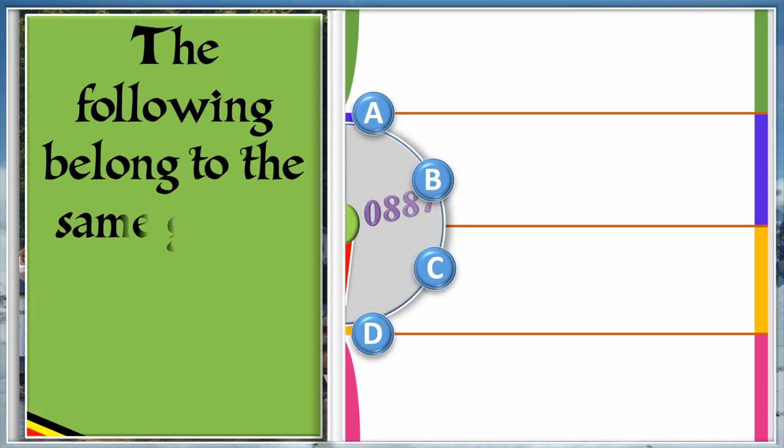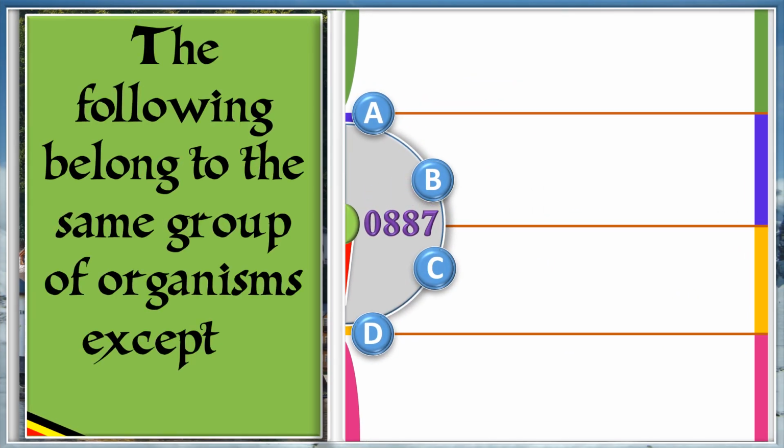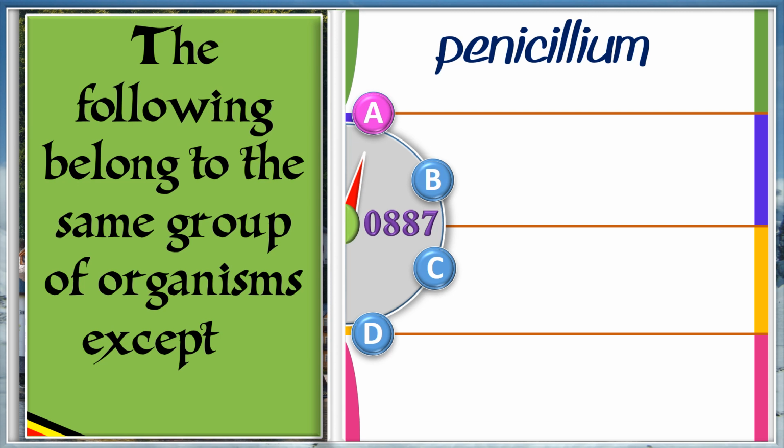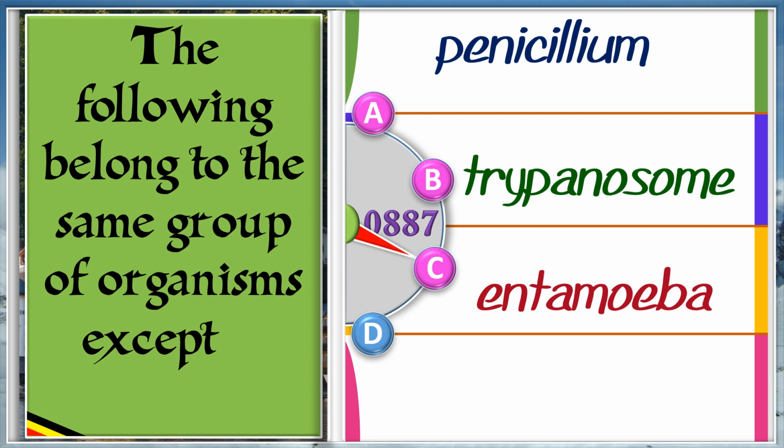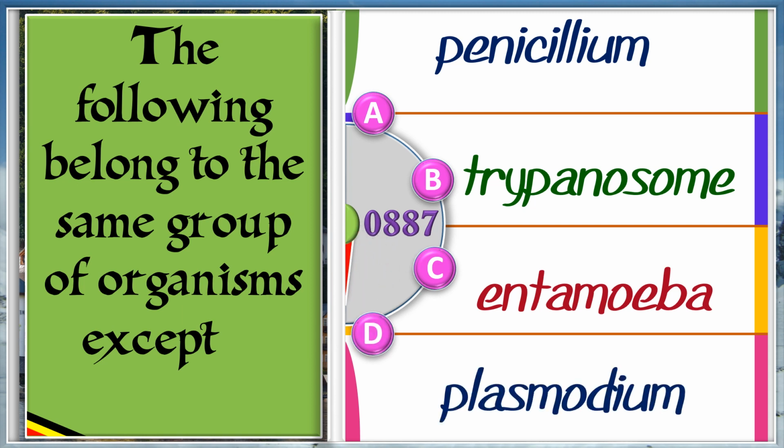The following belong to the same group of organisms, except: A. Penicillium, B. Trypanosome, C. Entamoeba, D. Plasmodium. And the answer is A. Penicillium.